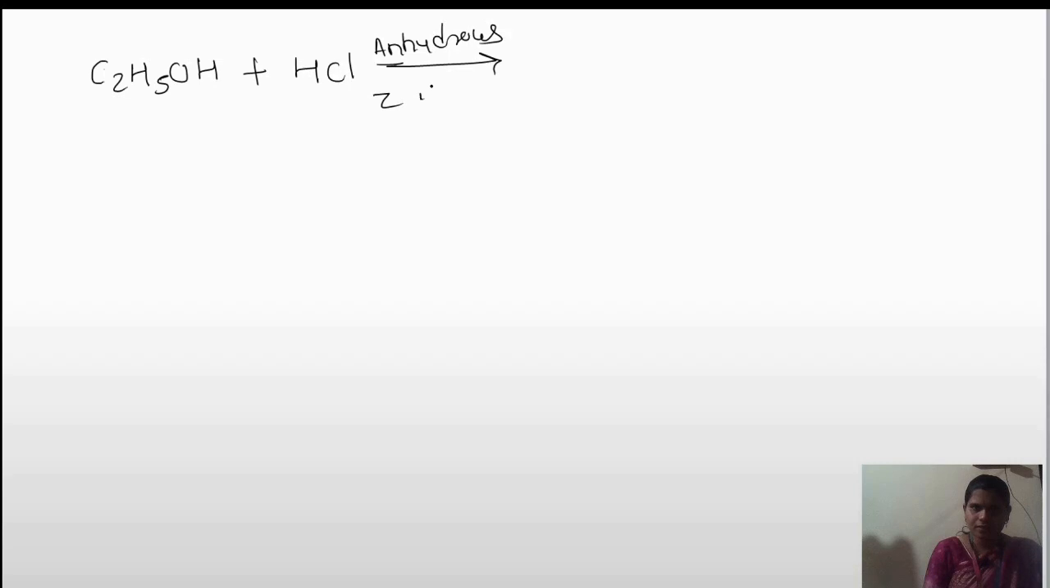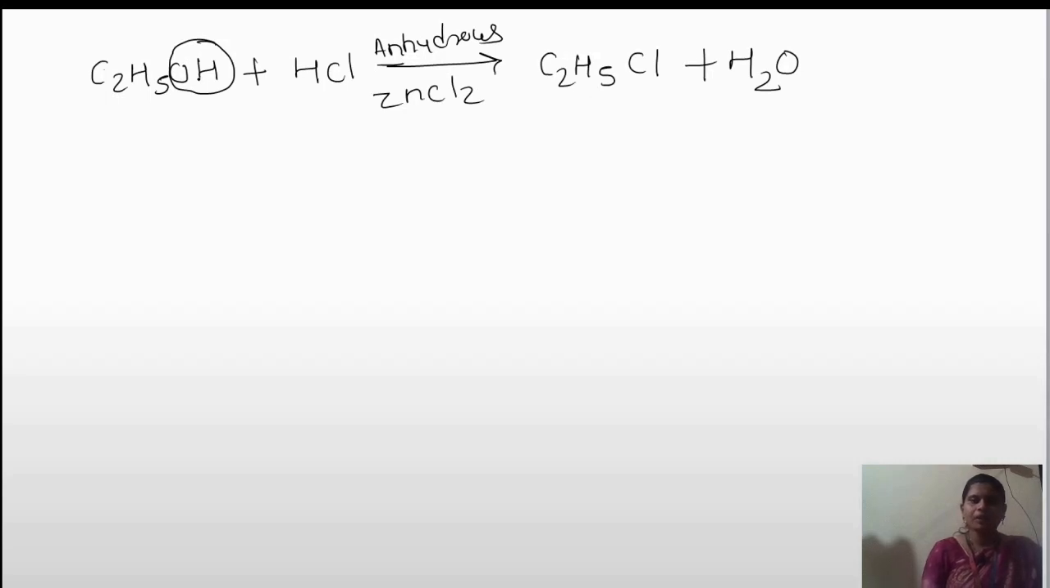Here I take the example. We react C2H5OH, that is ethyl alcohol, with HCl in presence of anhydrous zinc chloride. We will get this OH is replaced by Cl, and we will get C2H5Cl, and this H and this OH reacts to form water molecule. So this is the reaction. This reaction is of the primary alcohol.